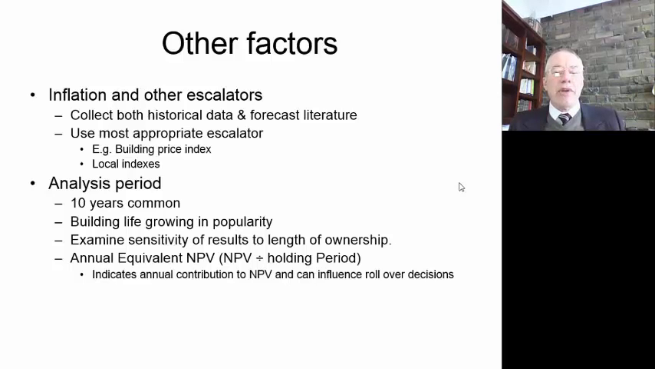Related to getting our period right is also the importance of looking at the sensitivity of the results to the length of ownership. If it turns out that our property works if I hold the property for 5 years, it doesn't work if I hold it for 10, or vice versa, then that will be saying something about how robust my investment is. One tool that you can use to overcome this sensitivity to the analysis period is the annual equivalent at net present value. That's simply the net present value divided by the holding period.